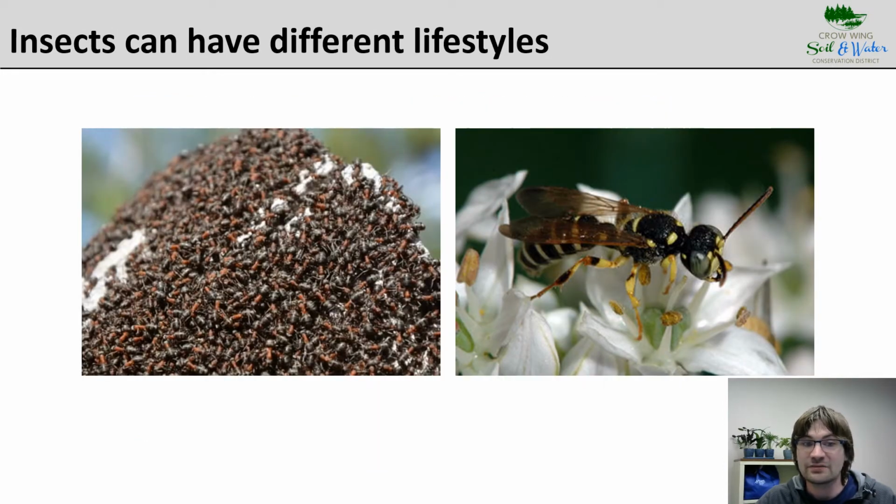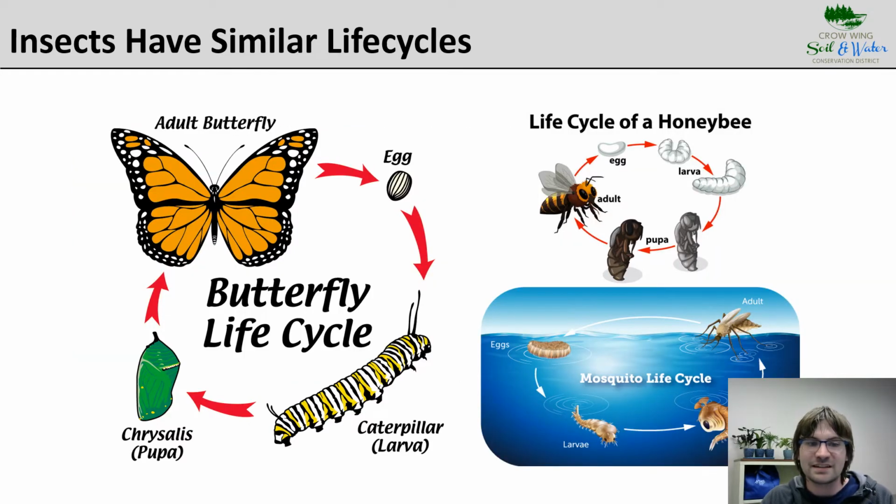Insects can also have different types of lifestyles. On the right, we see a wasp, which will be solitary its entire lifespan. But on the left, we see a social insect that lives in a colony, all working together towards the same goal. Insects have very similar life cycles.